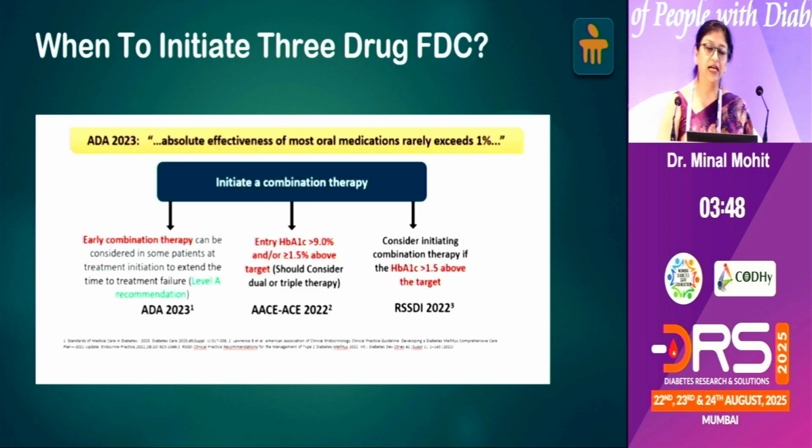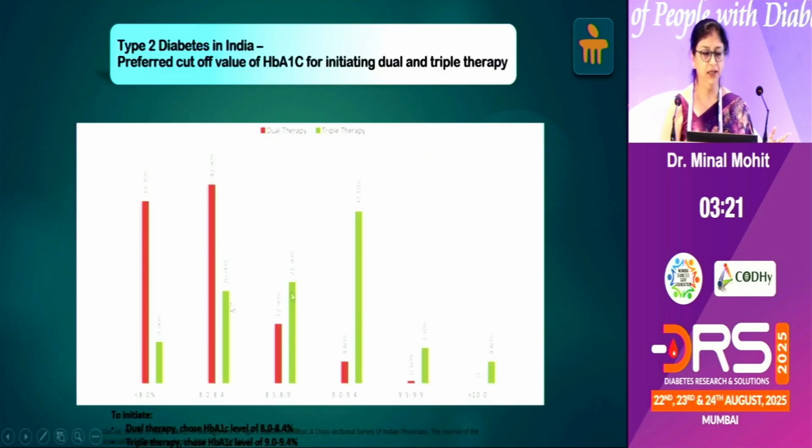So what are the guidelines recommending? The guidelines are recommending that yes, you can start with 3 OHAs when the starting HbA1c is above 9. So if it is above 9, you can think of starting triple drug FDC or triple drugs individually also. And Indian guidelines also state that if the HbA1c is 1.5% above the target, you can start with a triple drug. In Indian data, there are people who start triple drugs even when the HbA1c is less than 8, but most commonly it is preferred between the HbA1c of 8.9 to 9.4. This is the Indian data.